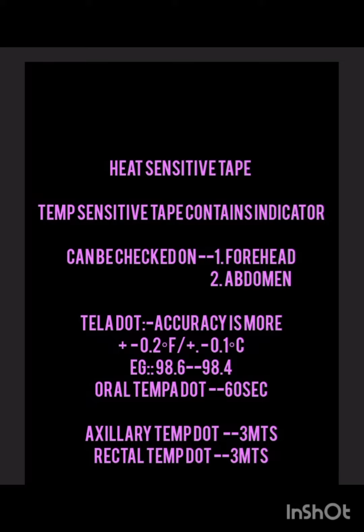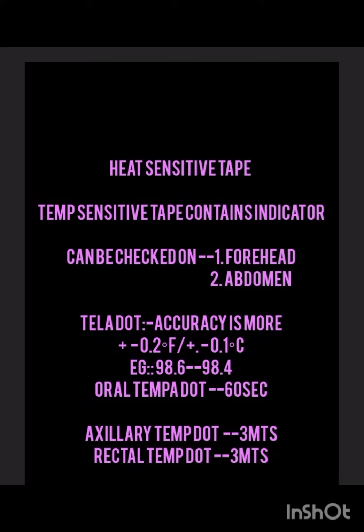And one more thing is Tempadot. It is also a dot type measuring tape. It is the most accurate measuring tape. It gives a reading within plus or minus 0.2 Fahrenheit or plus or minus 0.1 degree Celsius of the normal temperature. That means if it gives 98.4, we have to add 0.2 Fahrenheit to its value. By that we'll get the normal temperature.